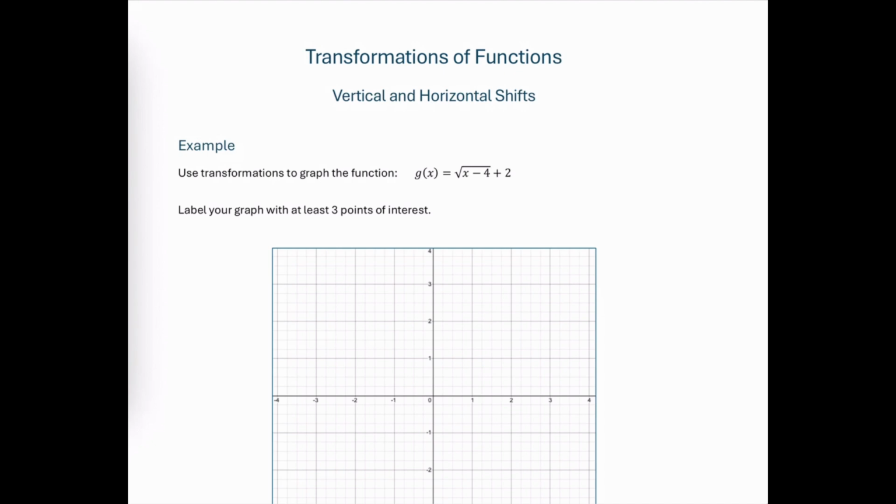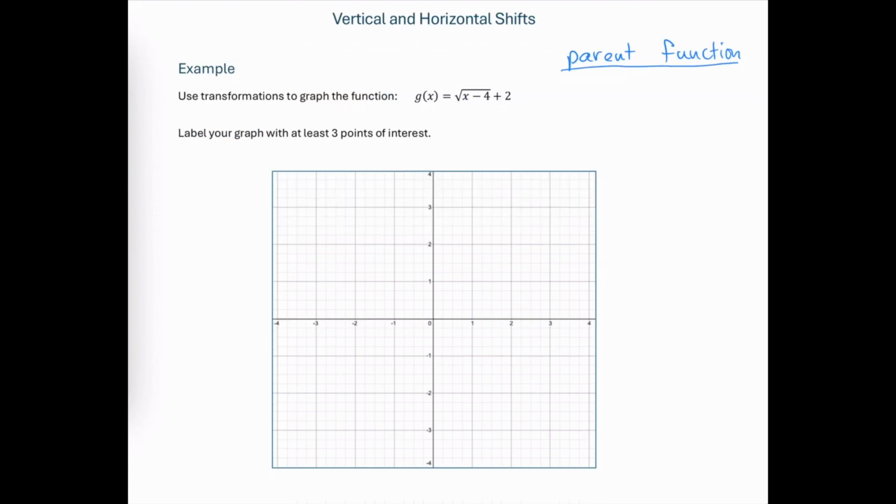Use transformations to graph the function g of x is equal to the square root of x minus 4 plus 2. First, let's identify the parent function that's being transformed. The square root of x is the function that can be shifted to come up with the graph of g. There are two transformations.